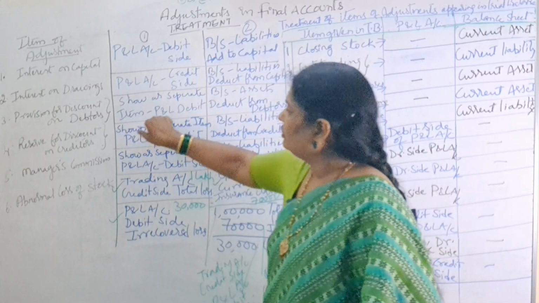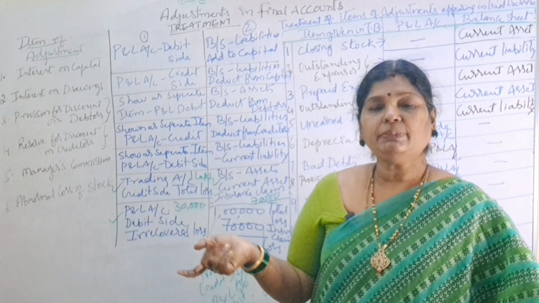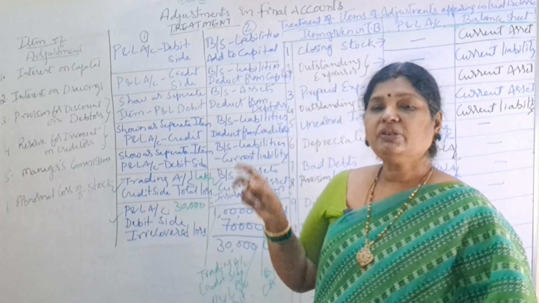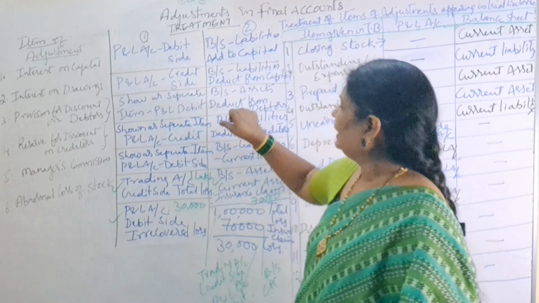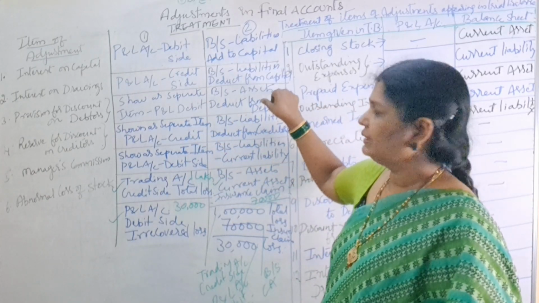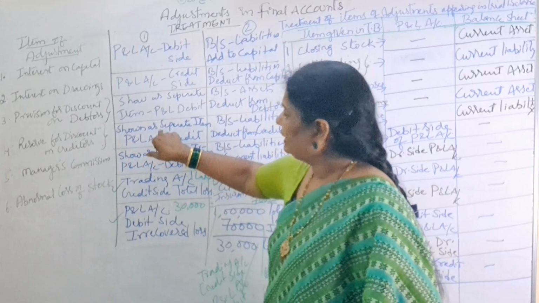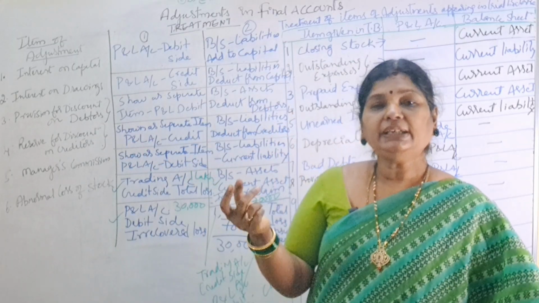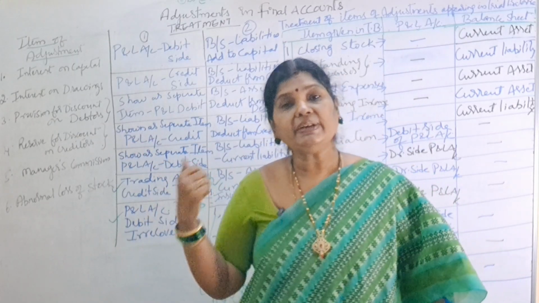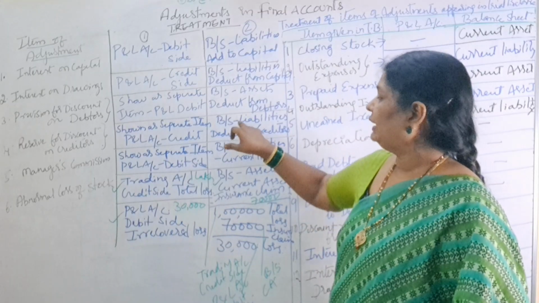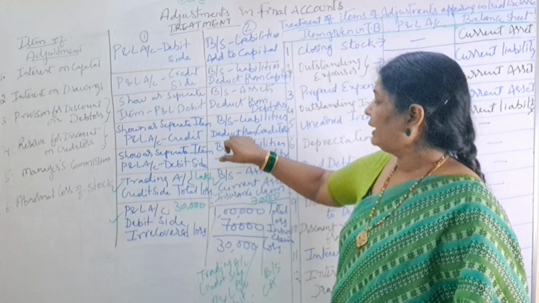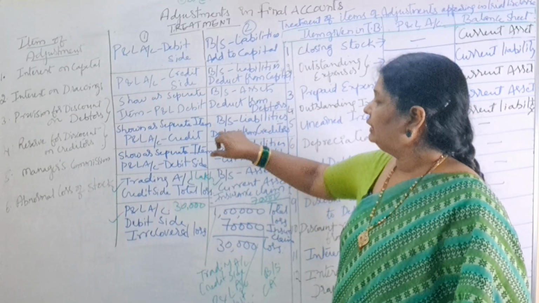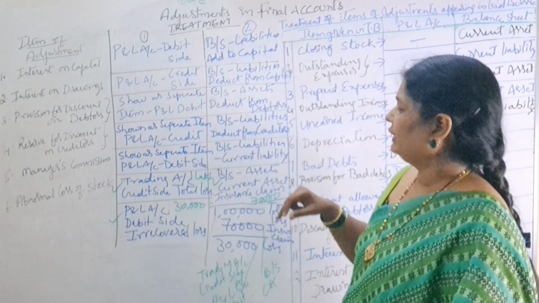Next, provision for discount on debtors. We'll show it as a separate item in profit and loss account, because it is our expense, and we'll go to balance sheet and we'll deduct from debtors. Next, reserve for discount on creditors, we'll show it as a separate item under profit and loss account credit side, because it is our income, and we will go to balance sheet, and on the liability side from creditors we will deduct reserve for discount on creditors.